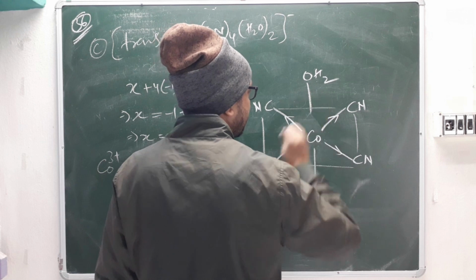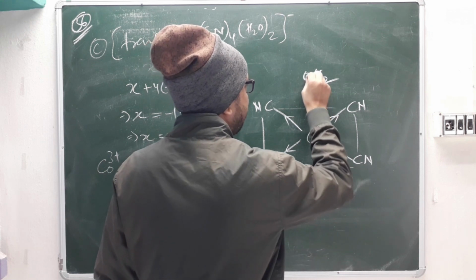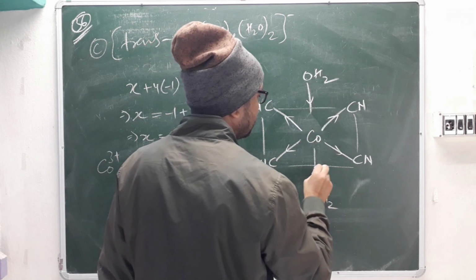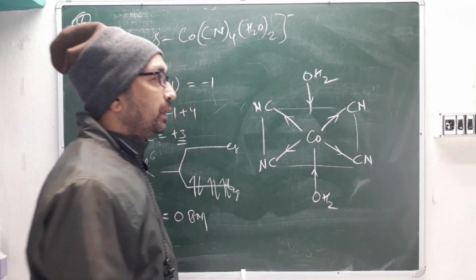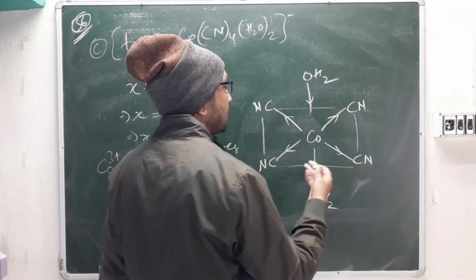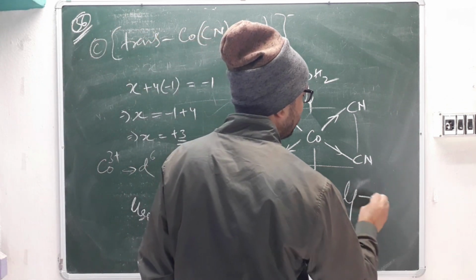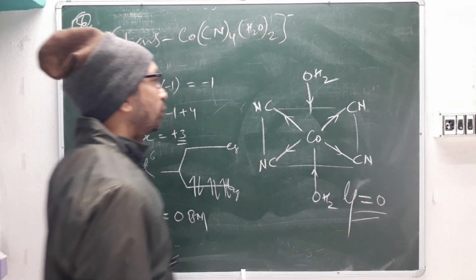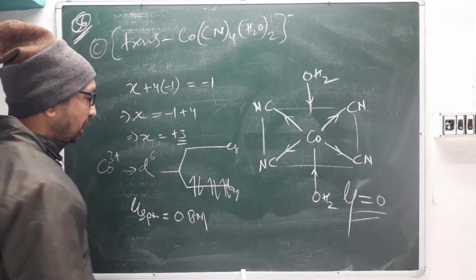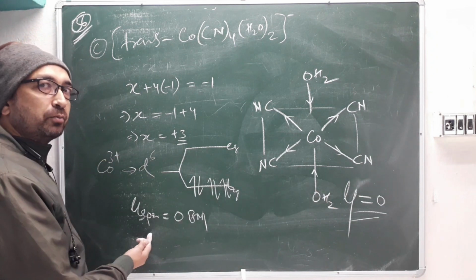Okay, here also see, if this one is donating, this is also donating. So what is happening? The groups attached are opposite to each other. So finally it will be mu equal to 0. So this one is following. See, your dipole moment is also 0 and the spin-only value is also 0 Bohr magneton.